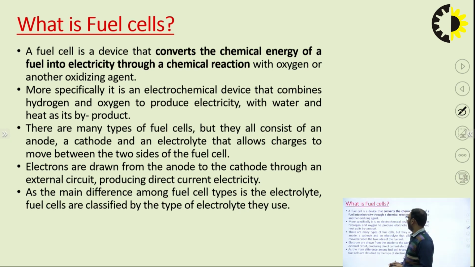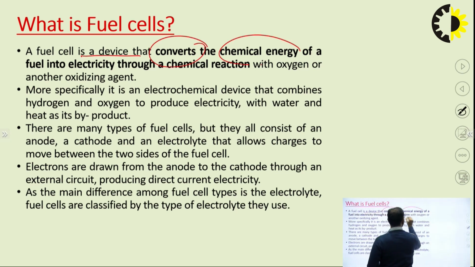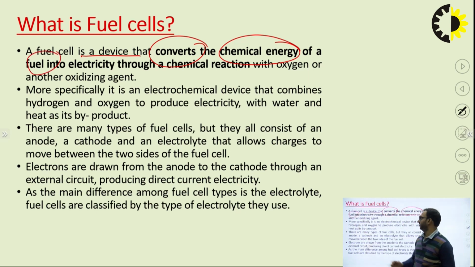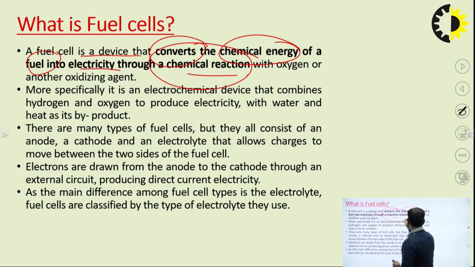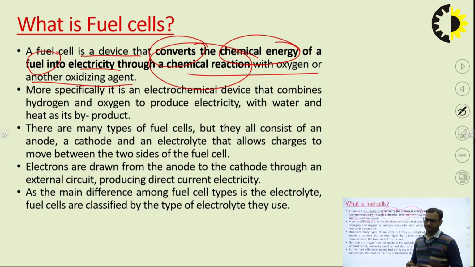So, basically fuel cell is a device that converts the chemical energy of a fuel into electricity. Okay, means it converts chemical energy of fuel into electricity with the help of chemical reaction which occurs inside the fuel cell. And what is the chemical reaction? It reacts with oxygen and other oxidizing agents and produces electricity.